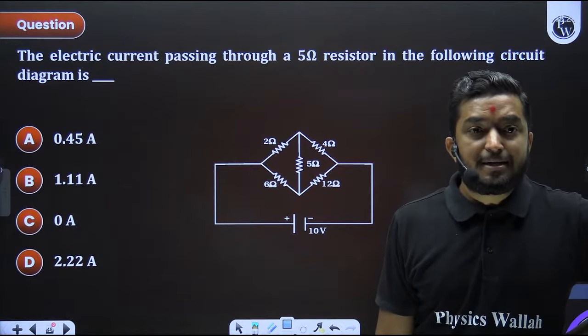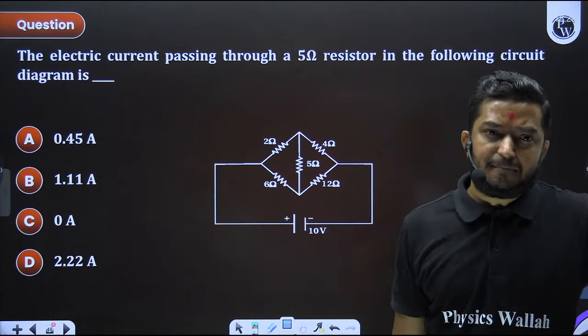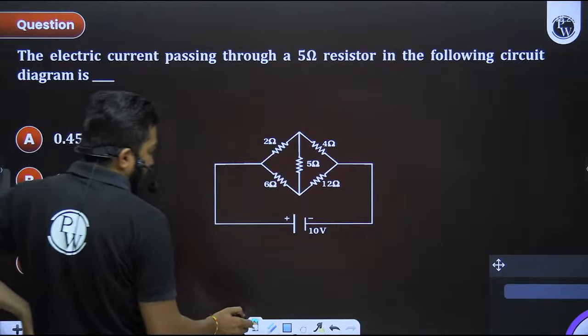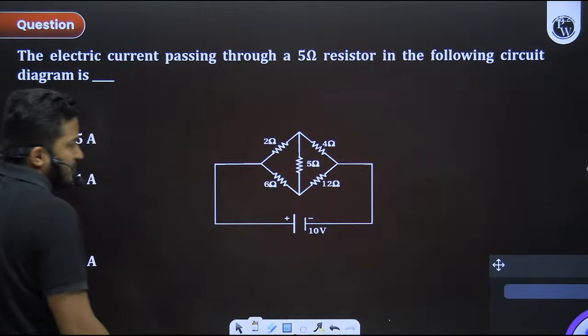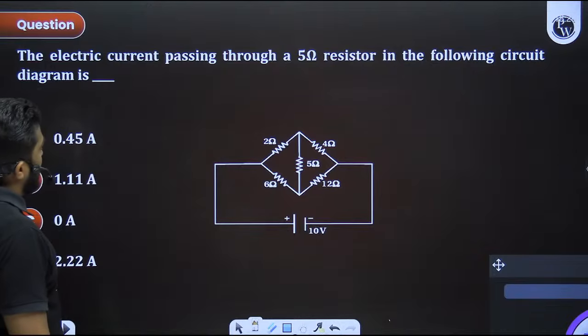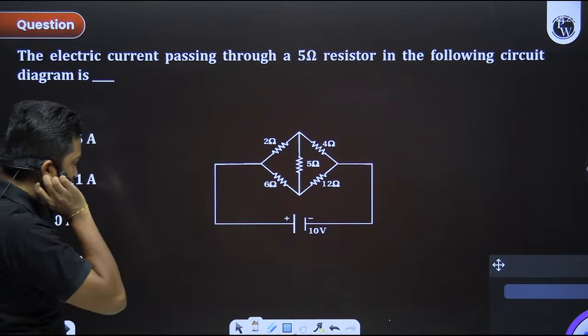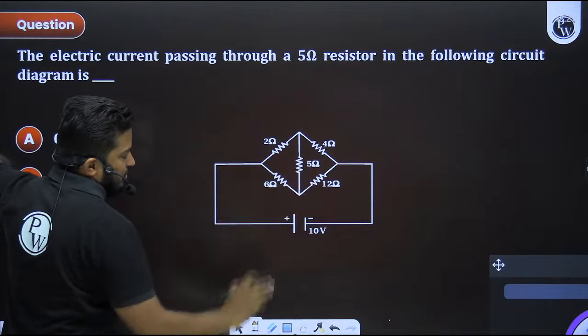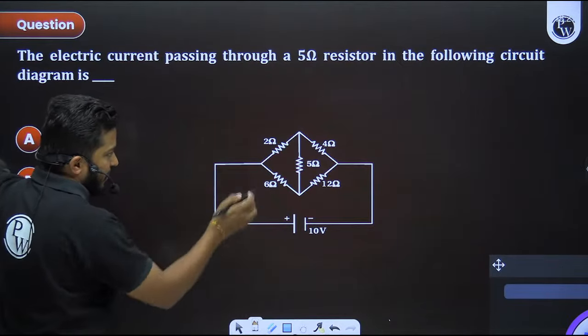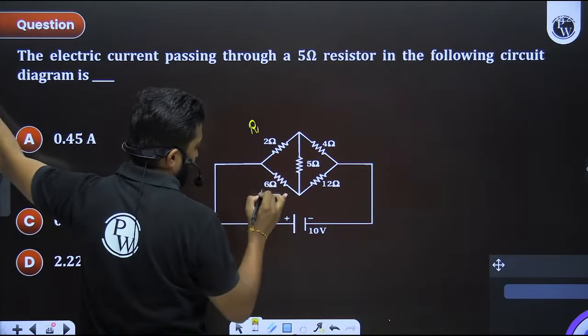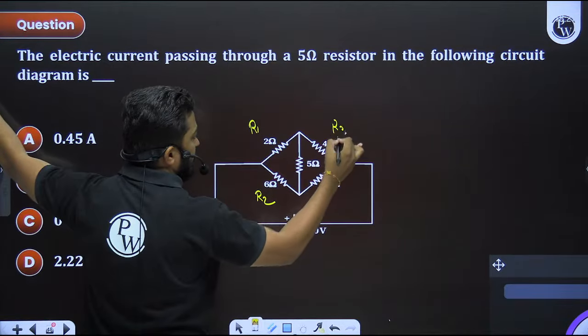Respect that minus sign, otherwise you go in a different way, into a complex calculation, because it becomes 0, and from 0 it becomes infinite. The question: the electric current passing through the 5 ohm resistance in the following circuit diagram is dash. Here it is a Wheatstone bridge circuit. The values of R1, R2, R3, R4 are given.